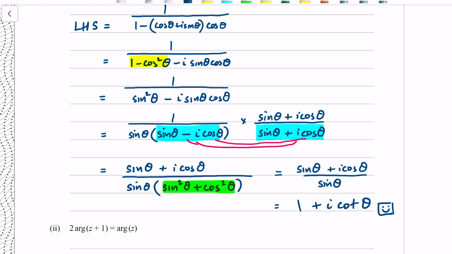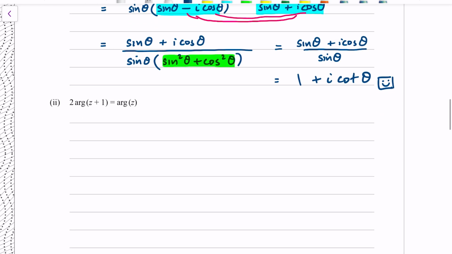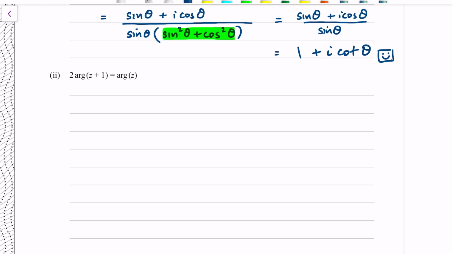Now, the second question here, we could substitute in cosine plus i sine theta, or we could substitute in x plus iy. And the marking schedule does do that, but to be honest, I prefer to look at these problems geometrically when there's arguments involved, because arguments are angles. So if we just sketch an Argand diagram and put in the x-axis as our real axis, the y-axis is our imaginary axis.